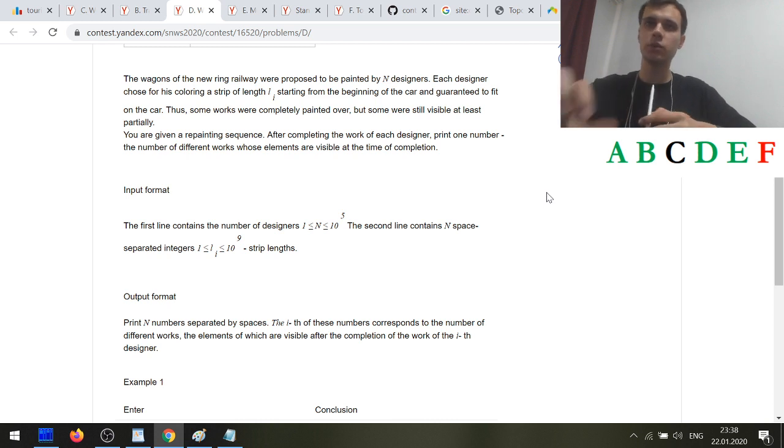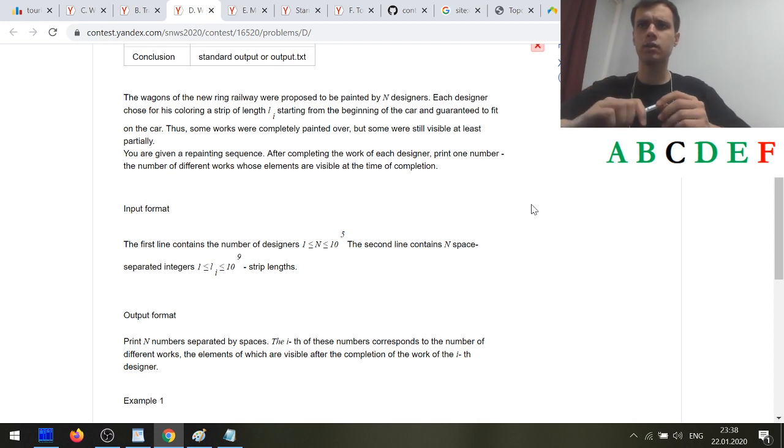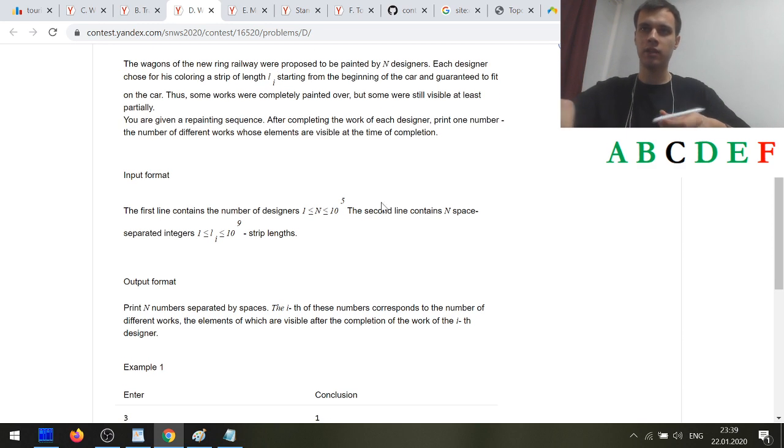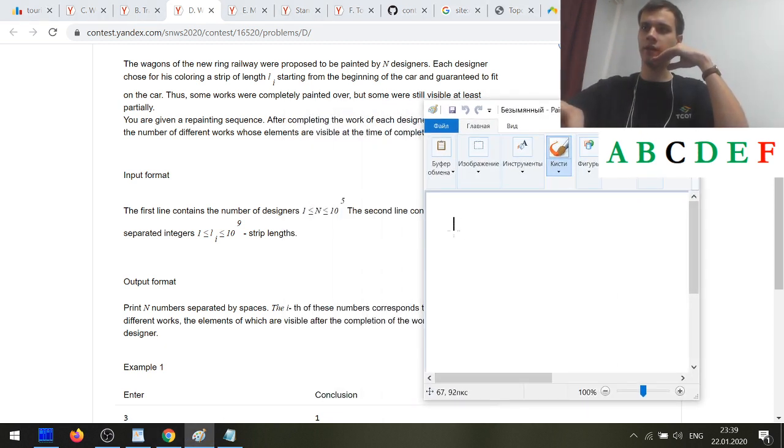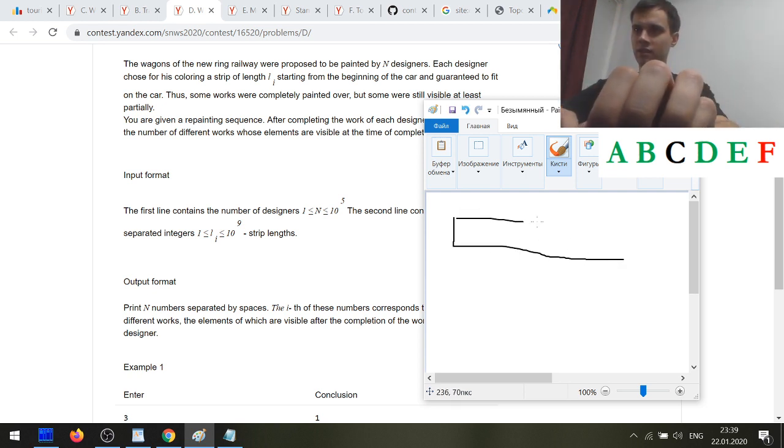So problem D was the easiest, I suppose. In problem D we had a wagon painted by N designers. Each designer decided to color a strip of length Li starting from the beginning of the car or wagon, I guess that's the translation, but it's the same thing. Some works are completely painted over, but some are still visible, at least partially. I have N designers. Basically, we can describe it like this. We have a car, I guess. It's a nice car, right?